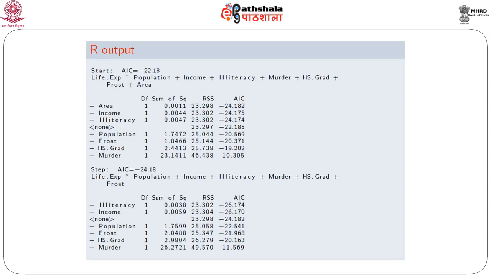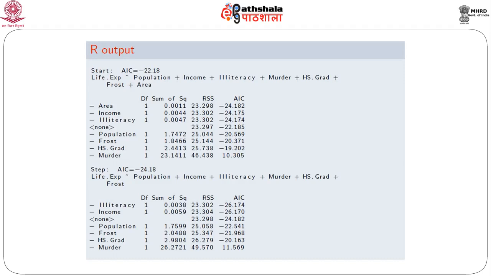So, we start with the AIC of the whole model, the model which contains all the predictor variables. The AIC is negative 22.18 for a model of life expectancy regressed on population, income, illiteracy, murder, HS graduate, frost and area. And underneath that, in tabular form, we have all of these predictor variables with a negative sign attached to them, which means that we have fitted the model again, each time removing that particular predictor variable from the model and computing the AICs.